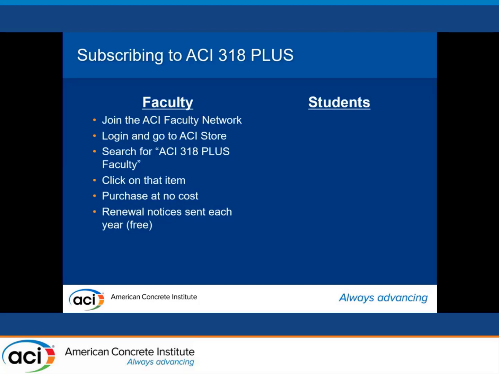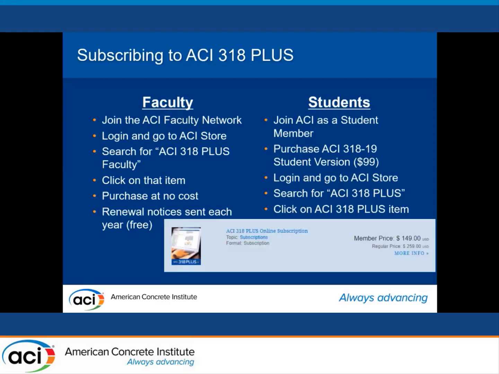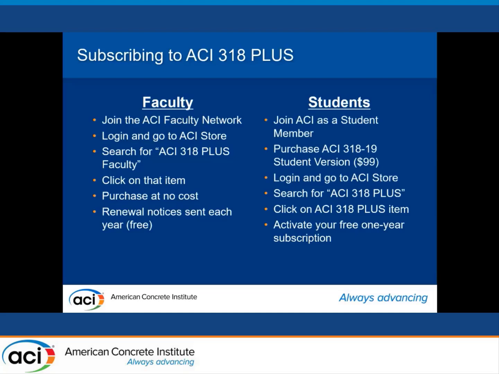Now, your students can join ACI as a student member and then purchase 318.19, the student version. That's $99. And then each person that purchases that will be able to log in, go to the store, again, search for 318 Plus, and our system will recognize that you purchased a copy of 318.19 and will give you that 1-year annual subscription. So your students won't be paying any more than they would just buying the code for the course. That'll activate their 1-year free subscription.